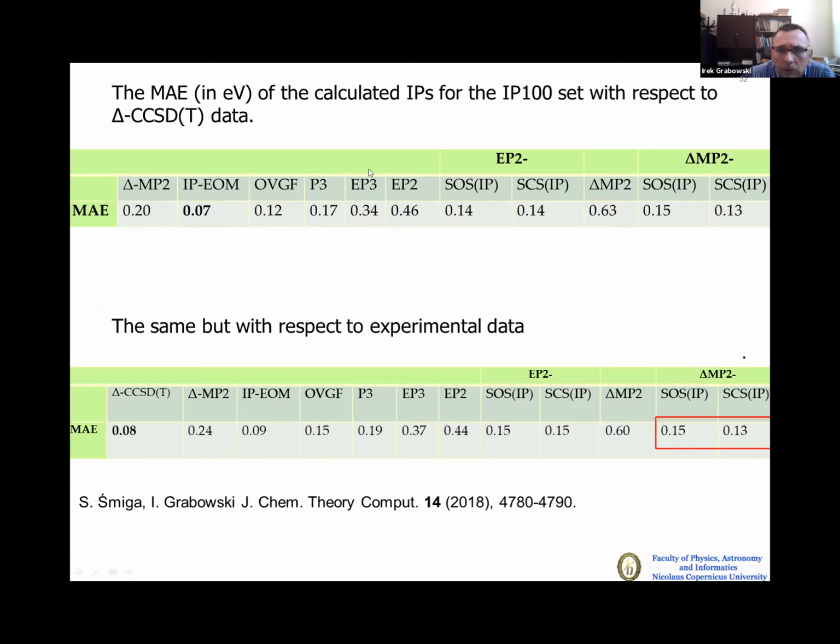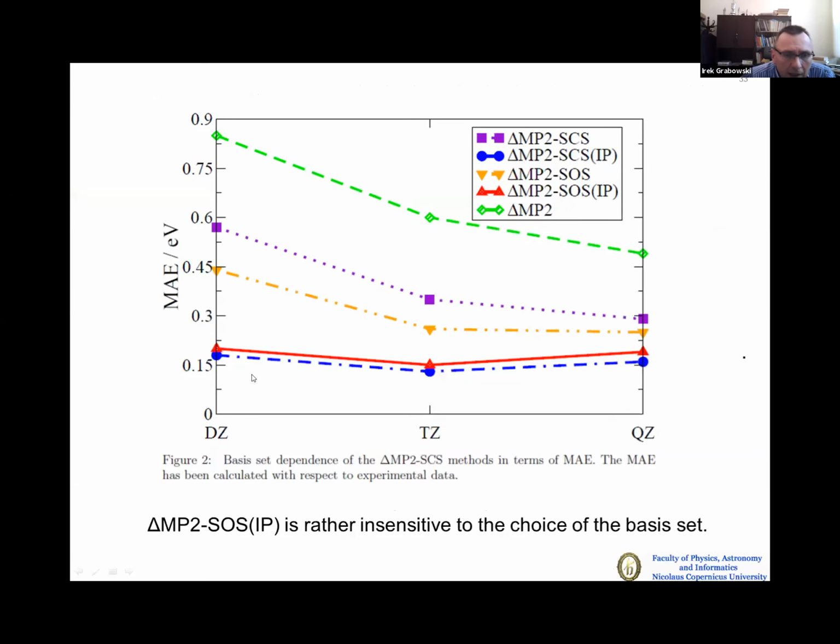But we check how it works with respect to experimental data for this benchmark set. As you can see, our reference delta-CCSD error is also very small and similar to IP-EOM, and our results are pretty good also with respect to experiment. So we check how the parametrization depends on the choice of the basis set, because we optimize the parameters here for triple zeta.